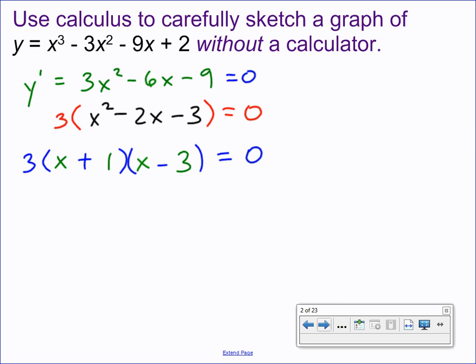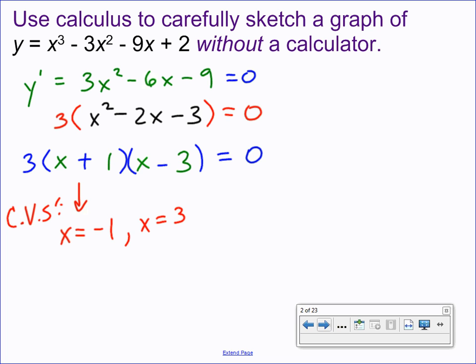It looks like we've got critical values at x equals negative 1, because that would make my y prime equal 0. x equals positive 3, because that would make my y prime equal 0. And this first factor, 3, is not going to equal 0 ever. And so it looks like I have two critical values. Please raise your hand if you determined y's critical values at the same places, x equals negative 1 and x equals positive 3. You got those? Great. So now it's time to perform our sign analysis on y prime.